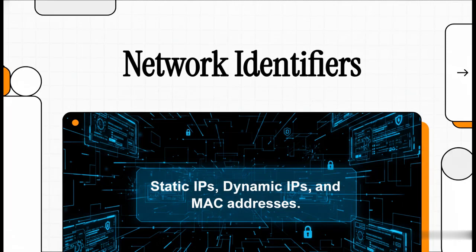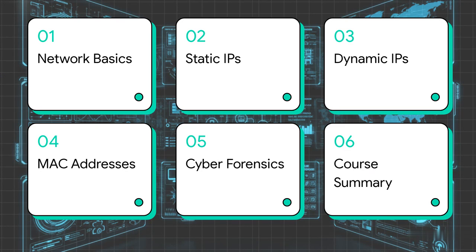We're initializing our cybersecurity command center today to decode the absolute core identifiers of all network communication. We're talking static IPs, dynamic IPs, and MAC addresses. Here's our agenda for today's mission. First up, network communication basics. Then we'll look at static IP addresses, dynamic IP addresses, and hardware MAC addresses. Finally, we'll dive into cybersecurity and forensics and wrap it all up with our Day 18 course summary.